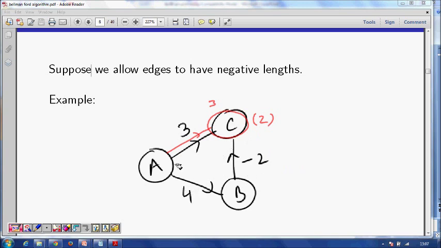For B, what will be the shortest path? From A to B it's 4. A is the source. It should not be reachable via C, because this is a directed graph, so I cannot reach B that way. So C will be 4 minus 2, 2, but B will be 4 only, because I cannot travel from C to B, since it's a directed graph.